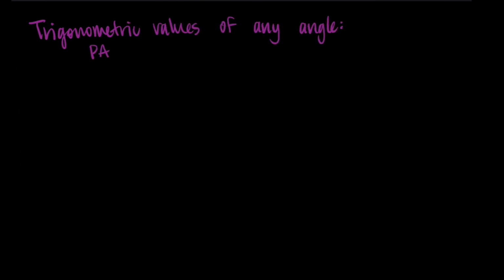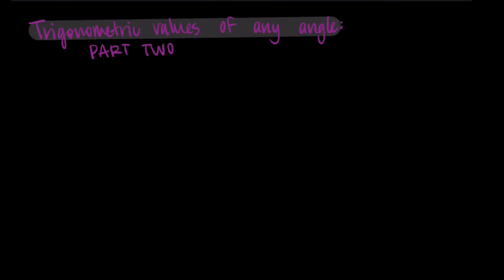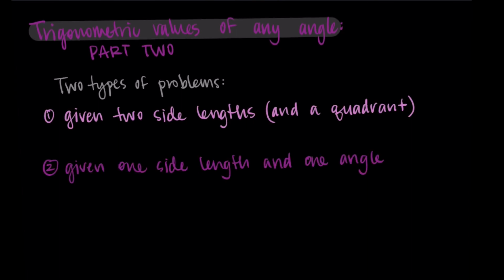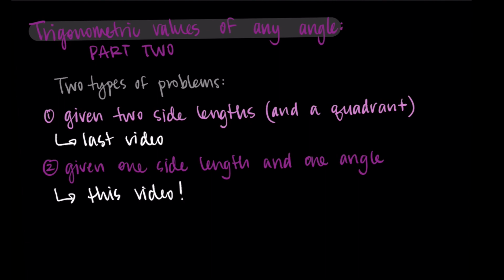We are continuing our discussion of how we find trigonometric values for any angle. So this is for angles that aren't our special angles on the unit circle. In the last video, I talked about how we can do this when we're given two side lengths and the quadrant of the angle. This time I'm going to talk about how we do this when we're given one side length and one of the angles. So let's jump into it.